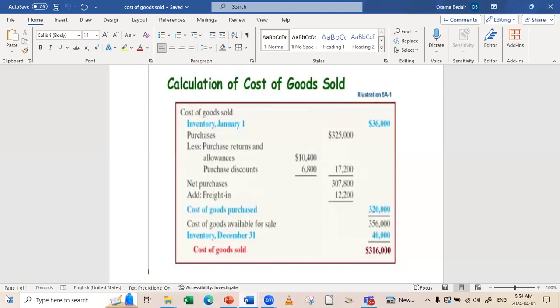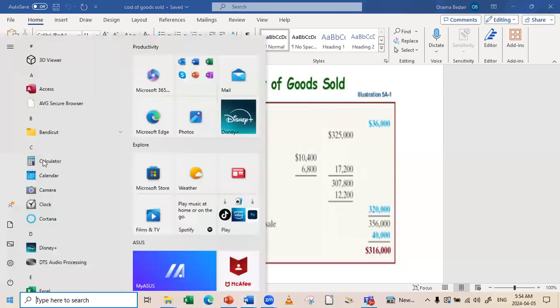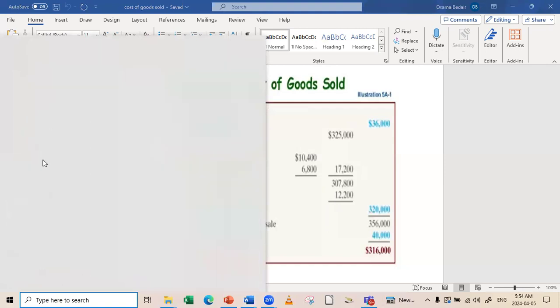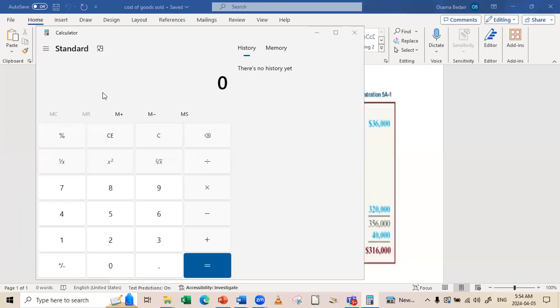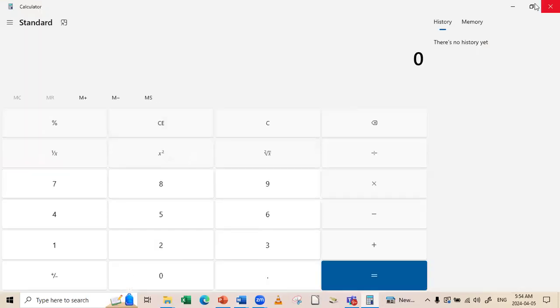Let us do it with the calculator. We have the chance to do it with the calculator. Then we can see the numbers. Here it is. Let's go this way.